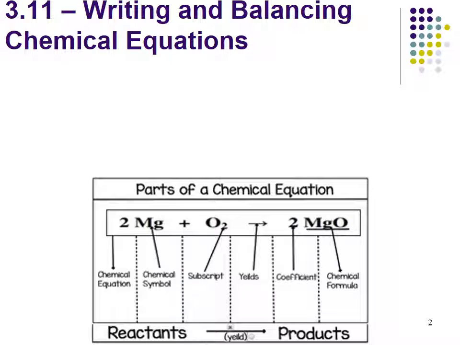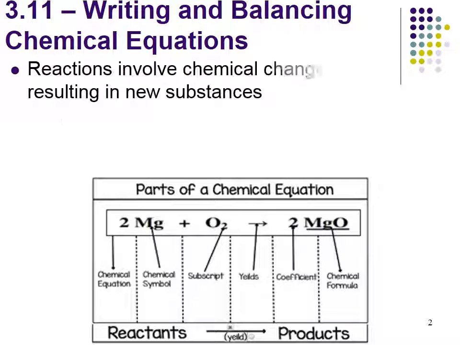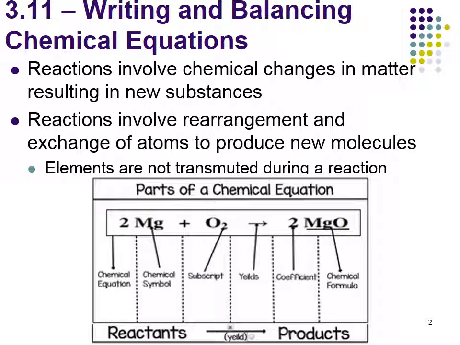So in this last video for chapter 3, we're looking at writing and balancing chemical equations, sections 3.11 and 3.12. It's important to know the different parts of a chemical equation. The chemicals that are listed on the left-hand side are called the reactants.